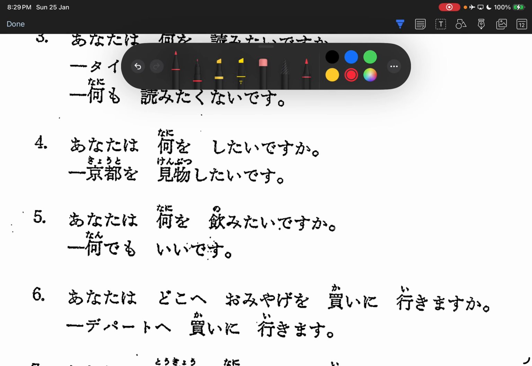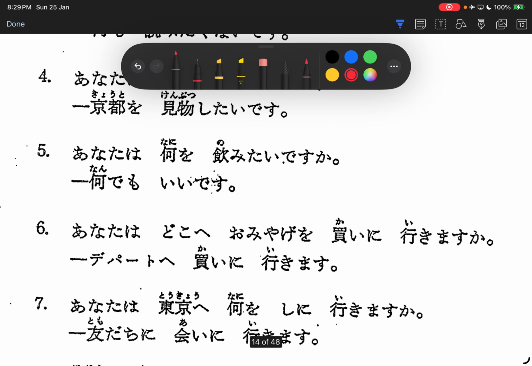Why not が? 京都が見物したいです。Can. I'm just saying, right? Because したい, the tai form can use ga and o, right? Yeah. Okay, number 5.